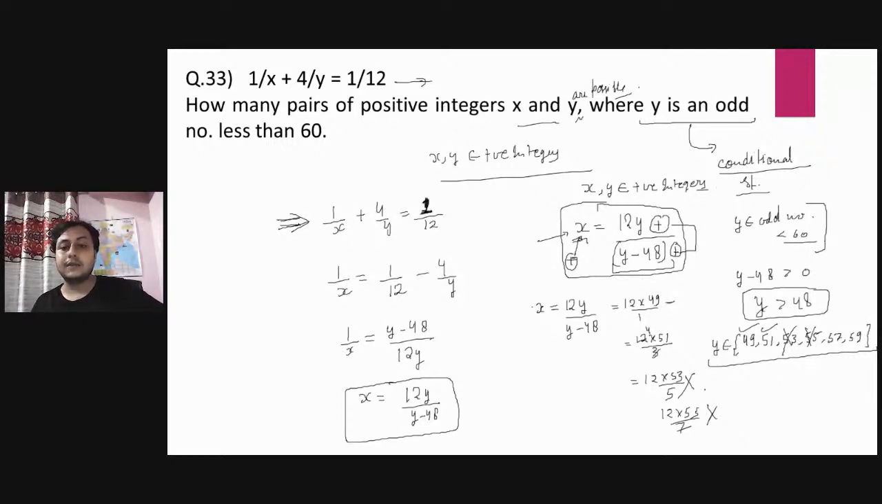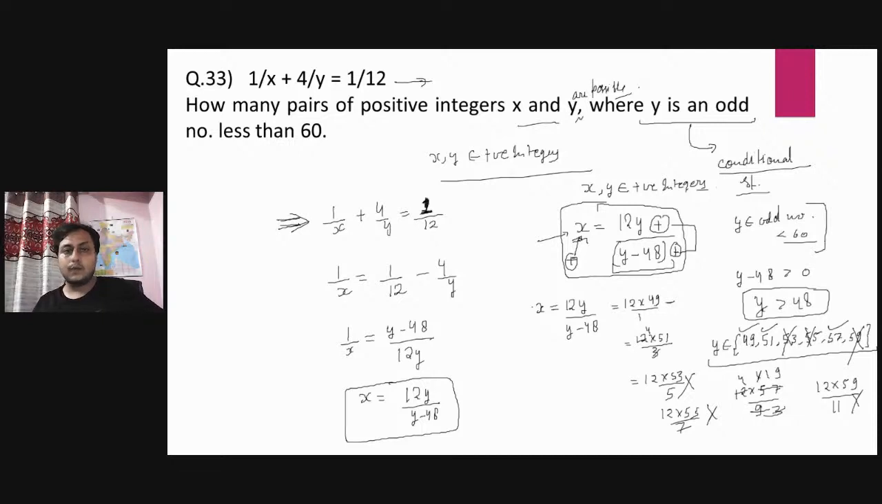So when y is 57, x is 12 into 57 upon 57 minus 48, which is 9. So when you solve this, 3 times 4 is 12, and 3 times 19 is 57, 3 into 9 is 27. x comes out to be 4 into 19, that is an integer. So we'll consider y equals 57. But we have to check only these six values. When you take y equals 59, 12 into 59 upon 59 minus 48 is 11. This is not an integer, right? We will not consider this one.